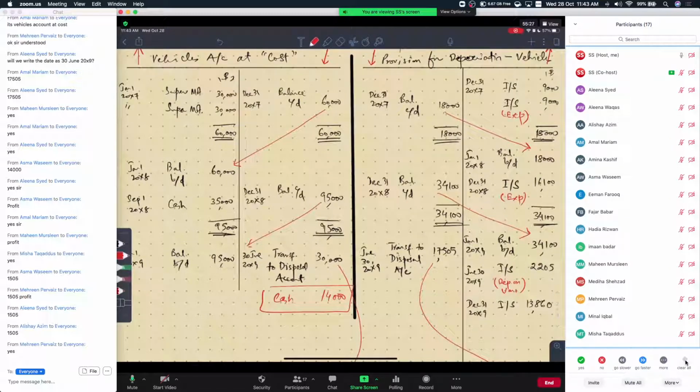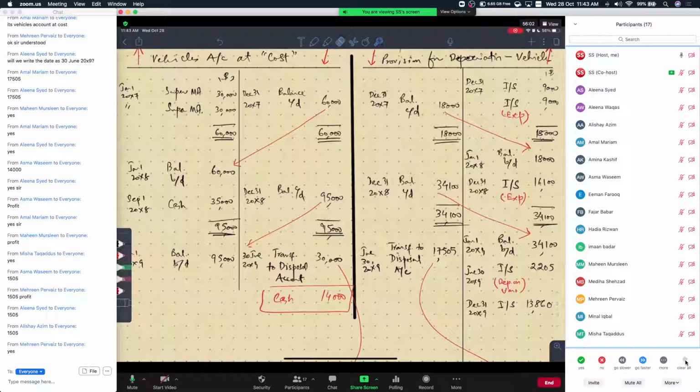Remember, the van which has been disposed of has already been taken away from this account as well as from this account. So the vehicles account and provision for depreciation account have absolutely nothing to do anymore with van 1. If there is a transaction related to van 1 now, it is not going to be accommodated in either of these two accounts. After these transfers, these two accounts only represent van 2 and van 3, because all the records related to van 1 have been eliminated from here and transferred to the disposal account. So this entry is wrong.